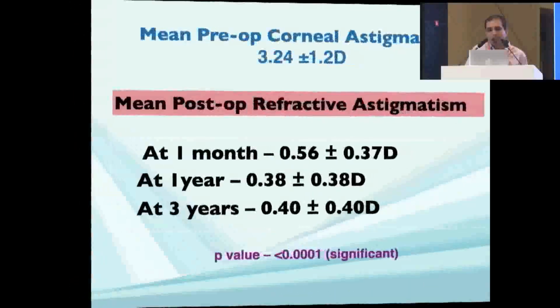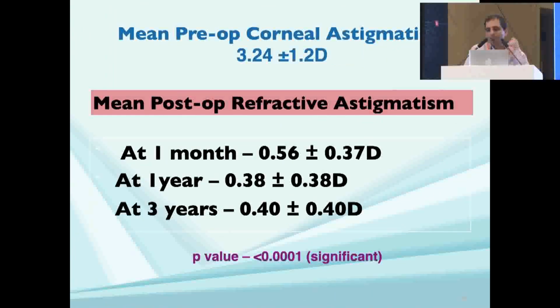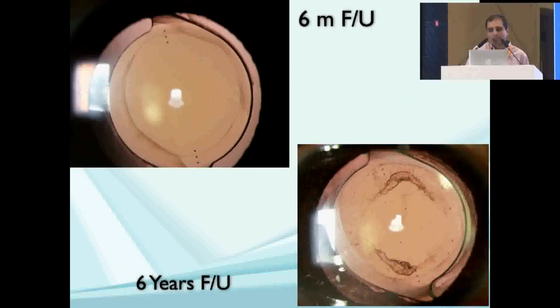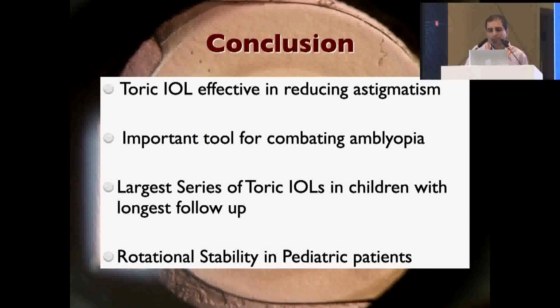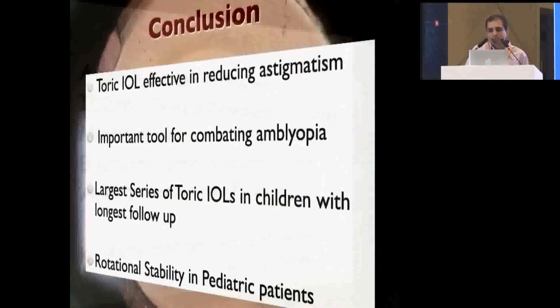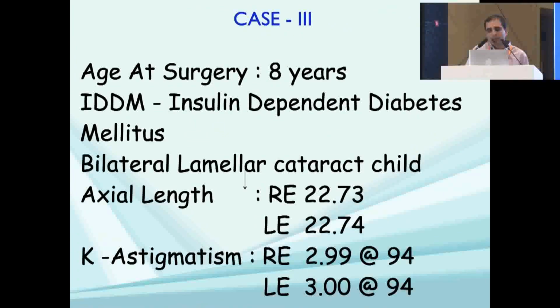And what we found is that the mean post-operative refractive astigmatism drops significantly when you are using toric IOLs, and all patients had a pre-operative astigmatism of a minimum of 1.5 diopters and more, the average being 3.5 diopters. And you can even do a posterior capsulorhexis with an in-the-bag toric IOL, which means that the toric IOL stability doesn't change over a period of time. And it's a good tool in reducing amblyopia.